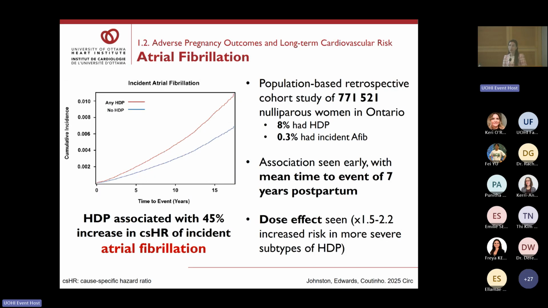Same thing goes for atrial fibrillation. This was a very impressive study done locally by Dr. Johnston, Edwards, Coutinho that shows us that when we look at a population from population-based data, hypertensive disorders of pregnancy are associated with a 45% increase in the cause-specific hazard ratio of incident AFib. Not only that, we're seeing this diversion early on with a mean time to event of 7 years postpartum. And the dose effect I mentioned earlier is also seen here.